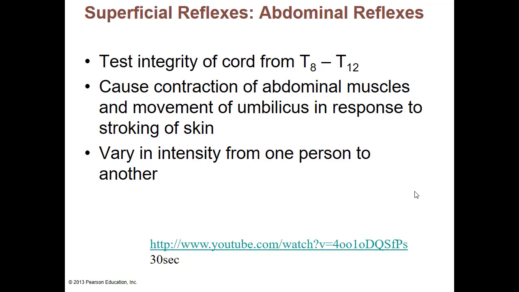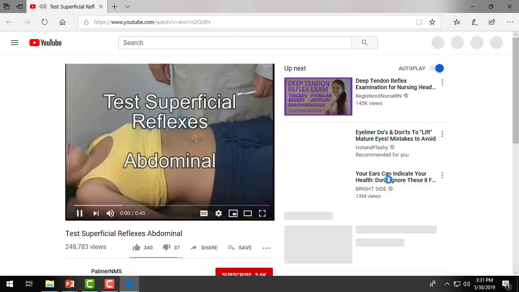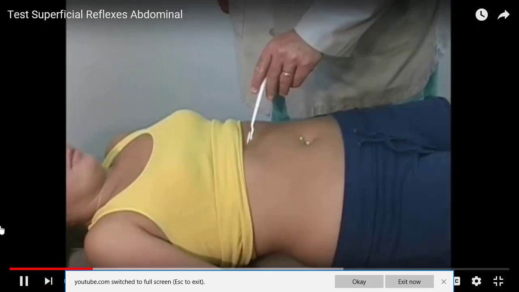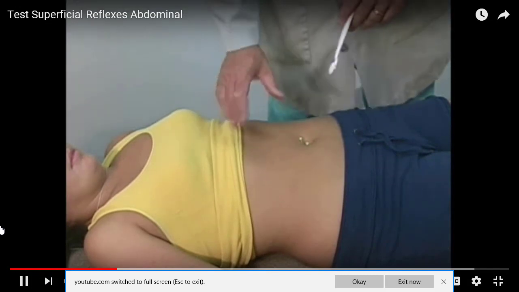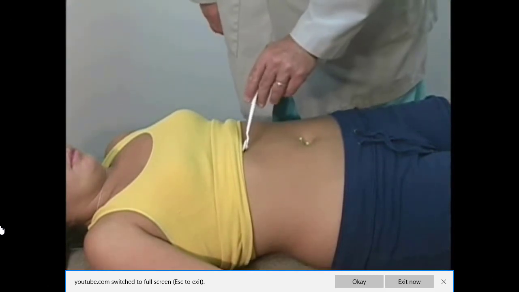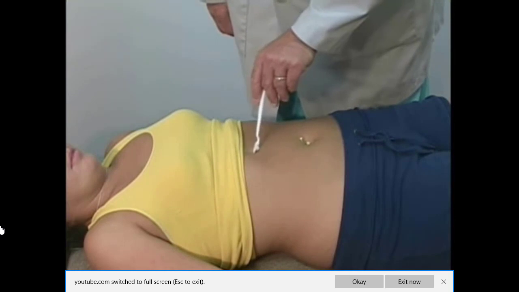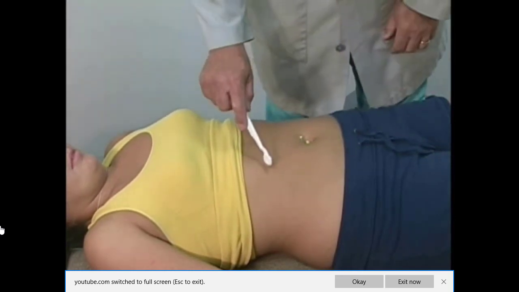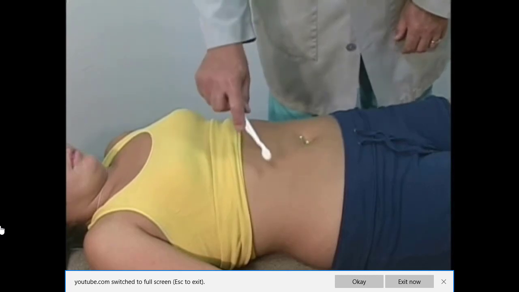They just stroke different parts of the skin, starting at the belly button, and they're looking for the muscle contraction. Now, the video that I found, you can see it, but it's not a huge contraction. T5 to T12, we're going to stroke the skin towards the umbilicus and watch for a contraction of the muscles. In the epigastric area, I'm going to stroke towards the umbilicus, watch it contract. That's from T5 to T7.